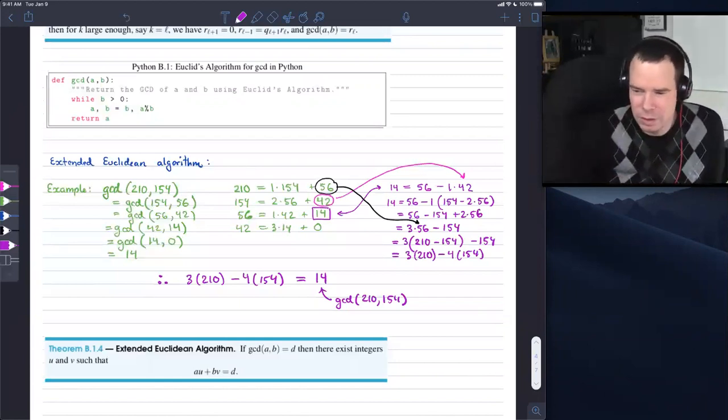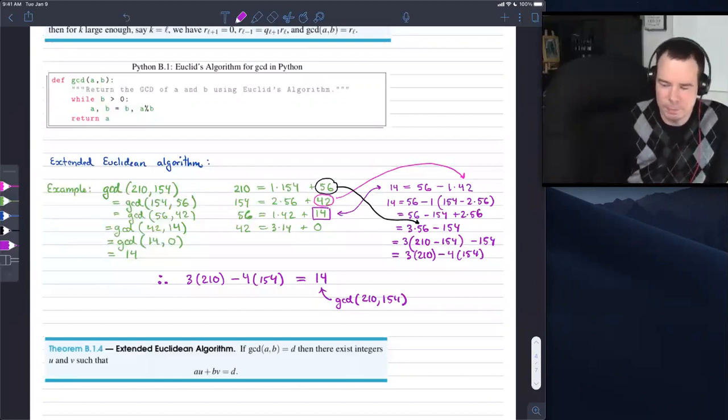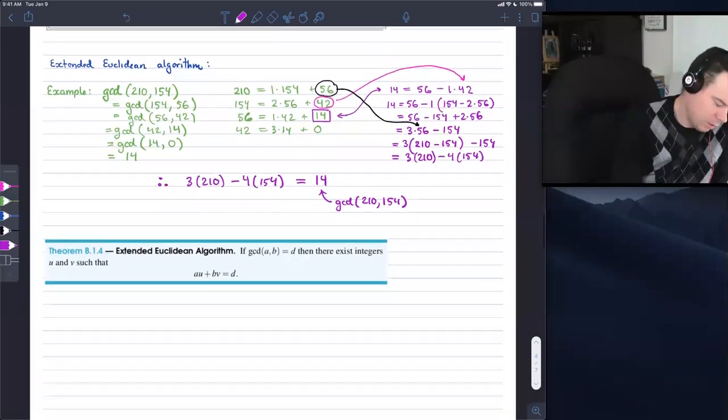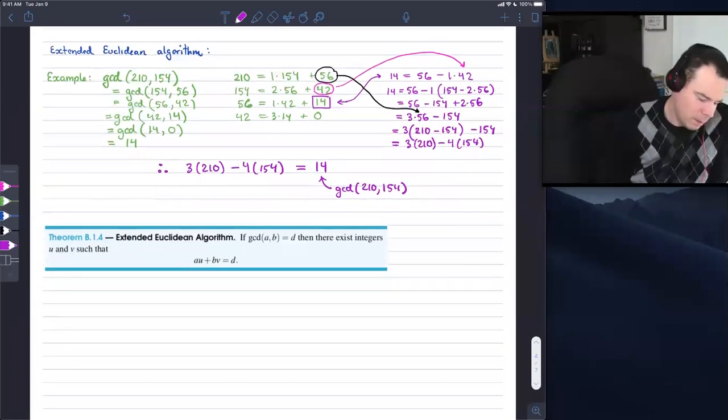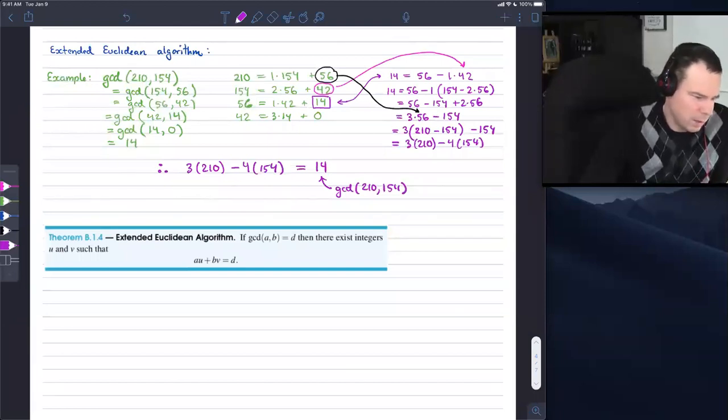This is known as the extended Euclidean algorithm, the technique we've used here to get these two values, 3 and -4. The extended Euclidean algorithm tells us that if the GCD of A and B is D, then we can always find two numbers, in this case U and V, such that A times U plus B times V is equal to D.